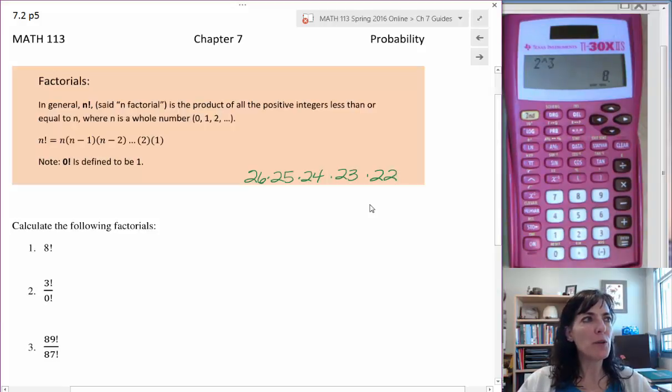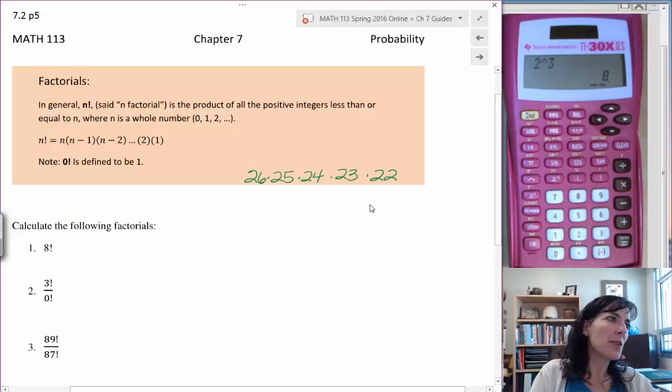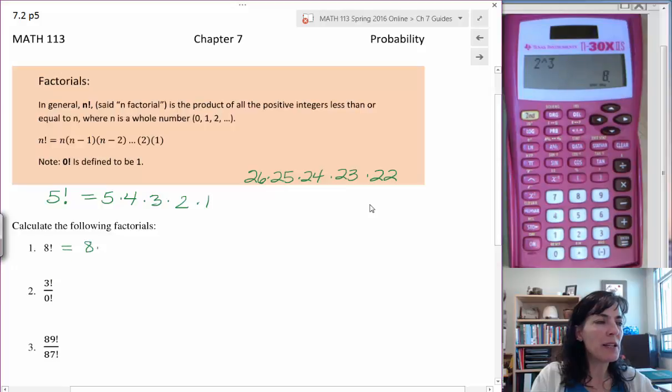So 0 factorial is defined to be 1. And here's another example. 5 factorial is 5 times 4, just take away 1 every time, times 3 times 2 times 1. And so if we want to do 8 factorial, it's 8 times 7 times 6 times 5 times 4 times 3 times 2 times 1.